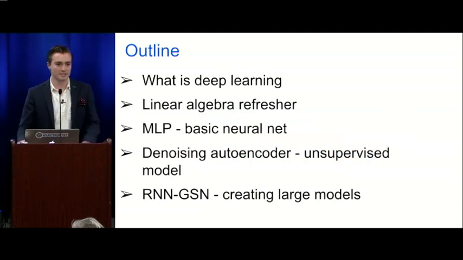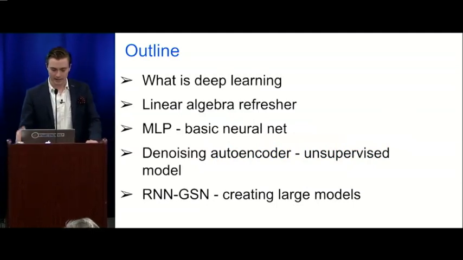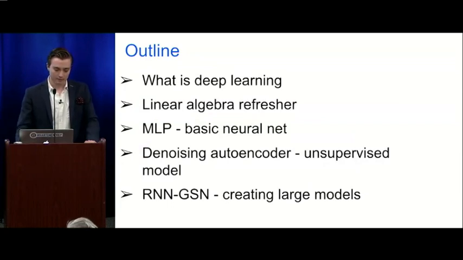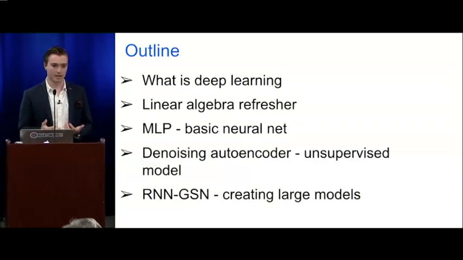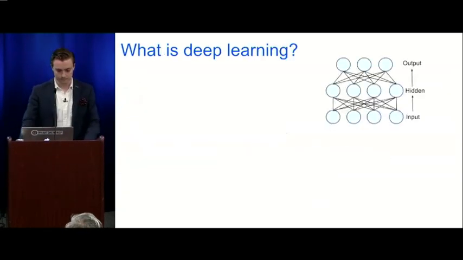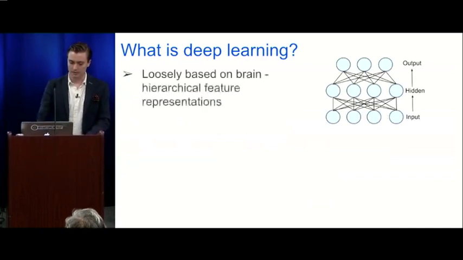Cool, so what are we going to be talking about? First, what is deep learning? It's this buzzword that gets thrown around a lot. Then we're going to have a linear algebra refresher, followed by 3 models increasing in difficulty that are deep models. The first one is your basic feed-forward neural network. Then we're going to do an unsupervised model, which is a denoising autoencoder. And then I'm going to show how to piece these together to make larger complex models that deal with really complex input spaces. So first, what is deep learning?